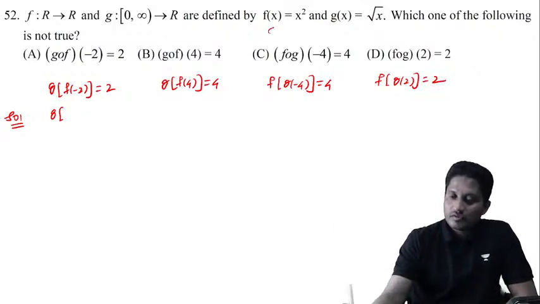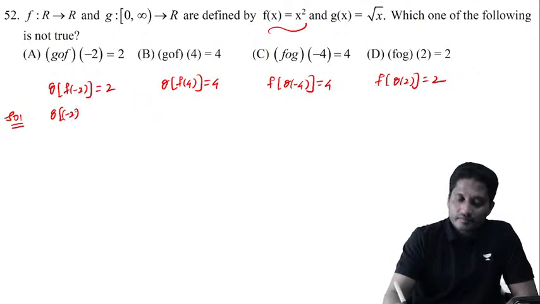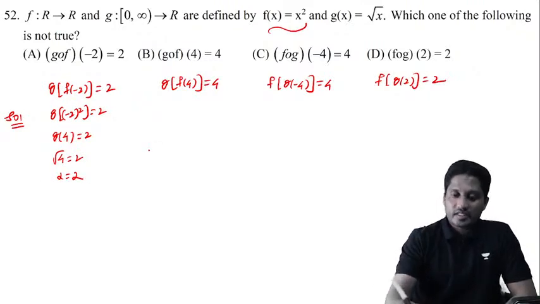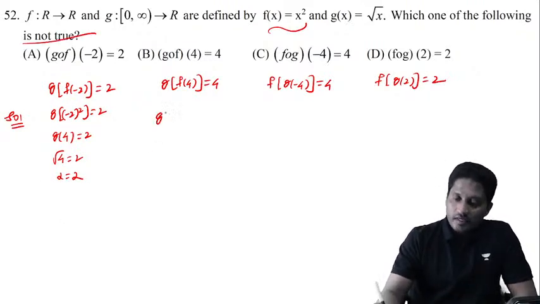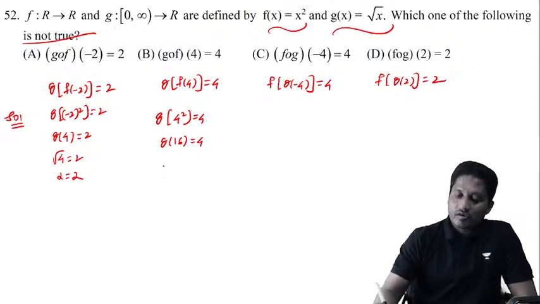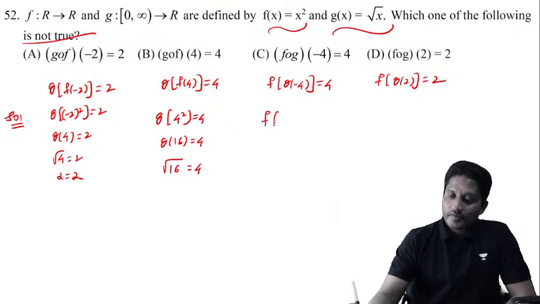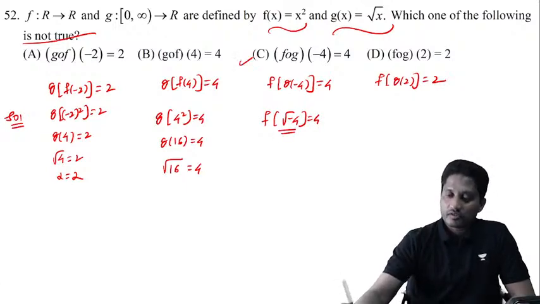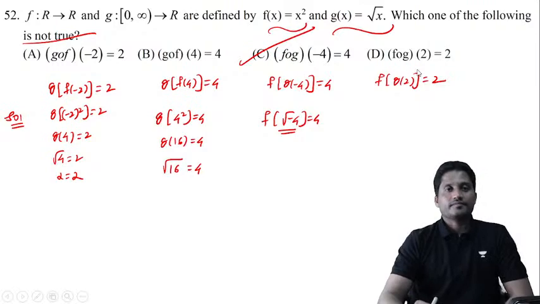F of minus 2 will be minus 2 square, which is 4. G of x is equal to root x. Root 4 is 2, so 2 equal to 2. So this one is true. But he says which of the following is not true. F of 4 will be equal to 4 square, which is 16. G of x is equal to root x, so g of 16 is root of 16 equal to 4. Even this is true. G of minus 4 is root of minus 4. Root of a negative number is imaginary. That's why this is false. Even D will be true. If you want, you check.